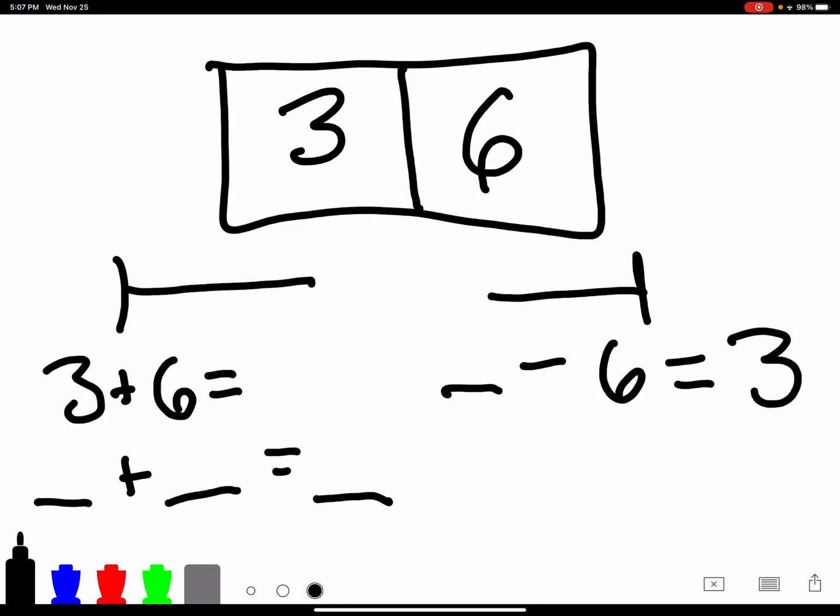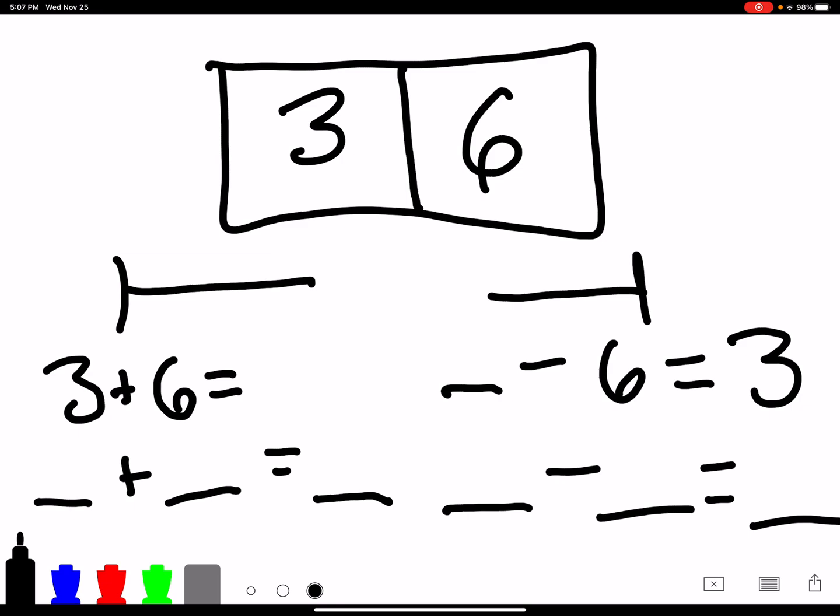Equals 3. And then blank minus blank equals blank. Okay, so you'll have 4 different equations, 2 addition and 2 subtraction. And then you have in your part-part-whole model, parts 3 and 6. And we already know that the formula is part plus part equals the whole. So we're going to do 3 plus 6.